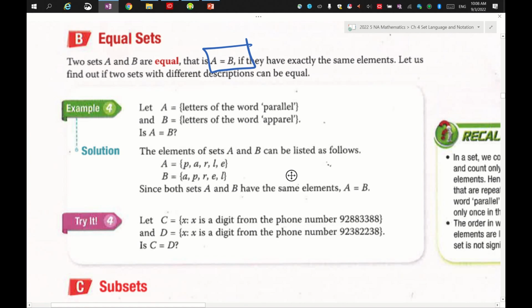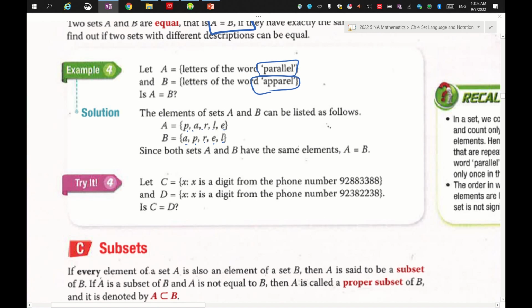So in example number 4, we have set A described as letters of the word parallel. Whereas in set B, we have letters of the word apparel. Now these are different words, but the description of the set calls for the letters. Let us list down the letters, the elements inside set A. P-A-R-L-E. In set B, P-A-R-L-E as well. The order doesn't matter. We just want to know what is inside. So since they have exactly the same elements, set A equals set B.